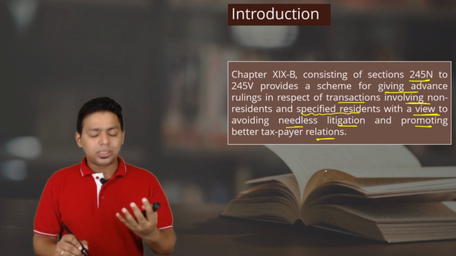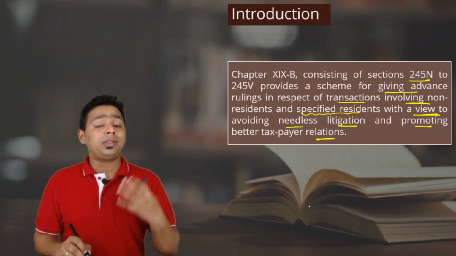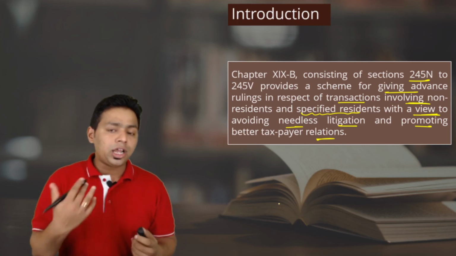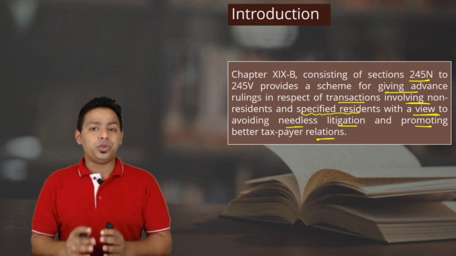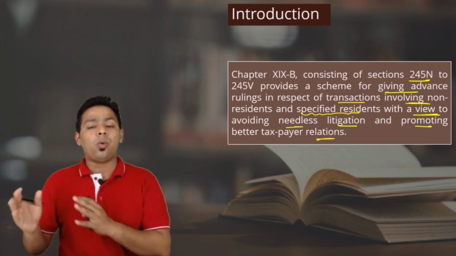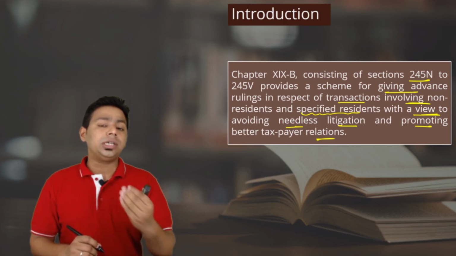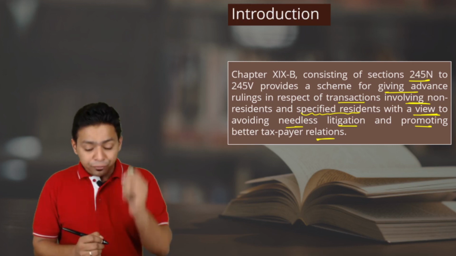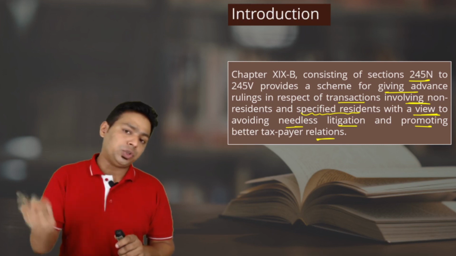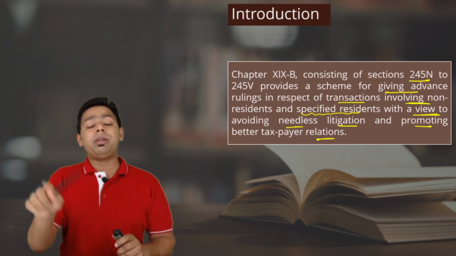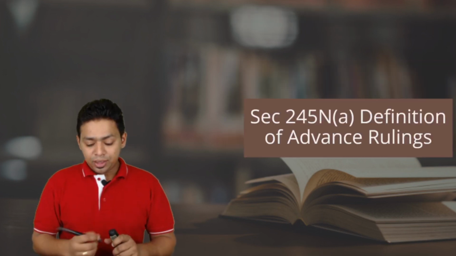Say an NR conducts a transaction to the tune of 1000 crore with India, and later you tell him that this particular transaction falls under the GAAR provision, the General Anti-Avoidance Rule, and he is exposed to penalties. Obviously it will hurt the sentiment of the non-resident. Before he enters into a transaction, we should tell him whether he should enter or not, and if he enters, what will be the possible tax consequences. That's what advance ruling is.